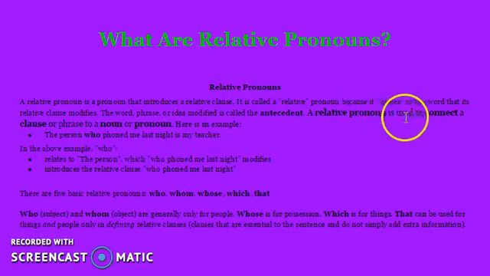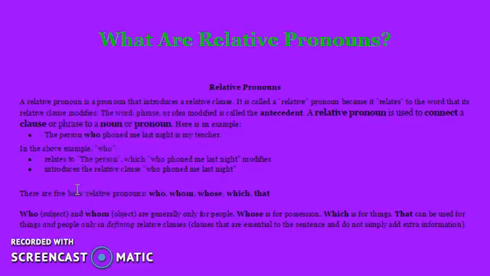A relative pronoun is used to connect a clause or phrase to a noun or pronoun. Here is an example. The person who phoned me last night is my teacher. In the example above, who relates to the person, which "who phoned me last night" modifies. It introduces the relative clause, who phoned me last night. So, who would be the relative pronoun.